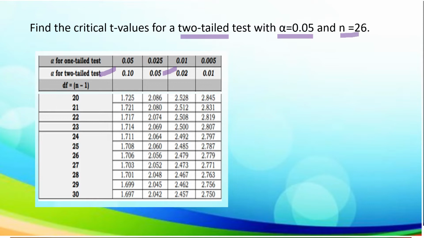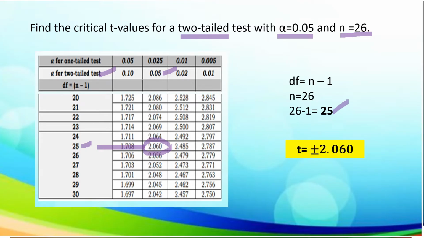Using our given sample, which is 26, let us determine the degrees of freedom using the formula n minus 1, and we arrive at 25. 25 is located here on our t-table. Determining the given degrees of freedom and the level of significance, we arrive at our critical value, which is 2.060. Since we are referring to a two-tailed test, the value of t will be positive and negative 2.060.